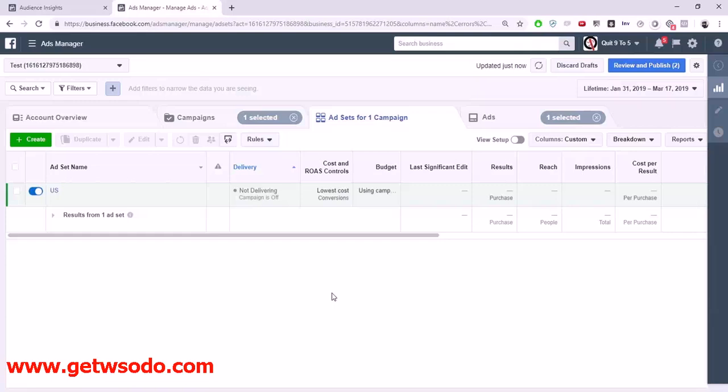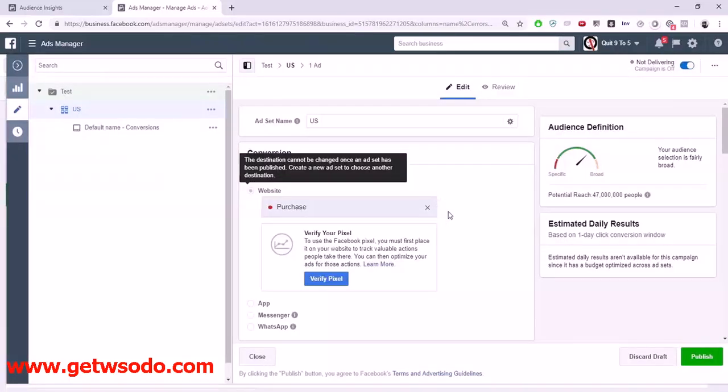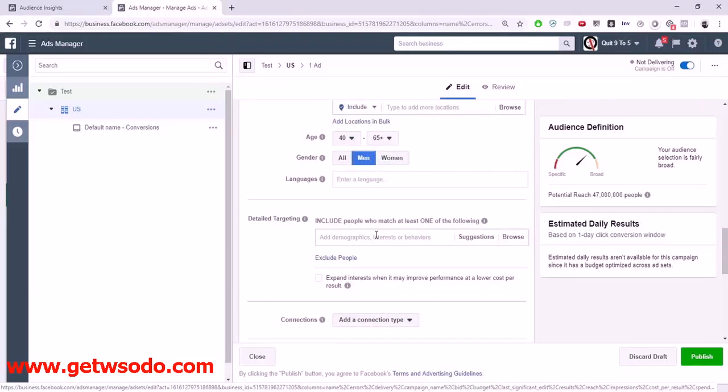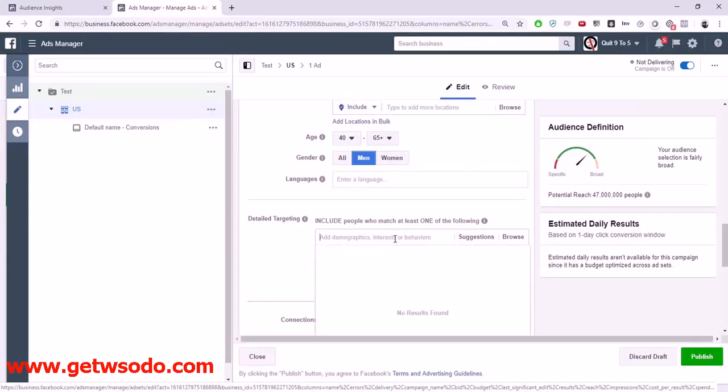But before I show you some market research, you have to understand a little bit about how Facebook does its targeting. So I'm just going to open this up and show you a little bit about how the targeting actually works. As you can see here, it says add demographics, interests, or behaviors. So there's three types of targeting on Facebook. So let's say, for example, we're doing weight loss.